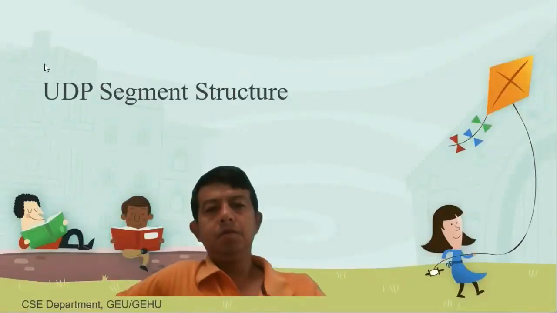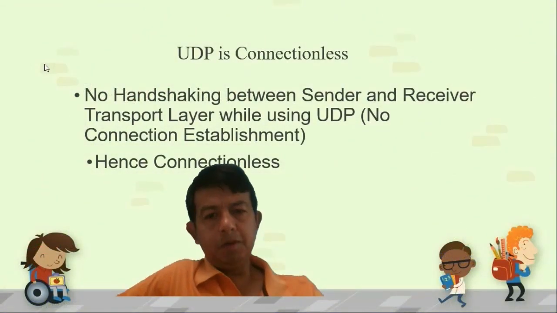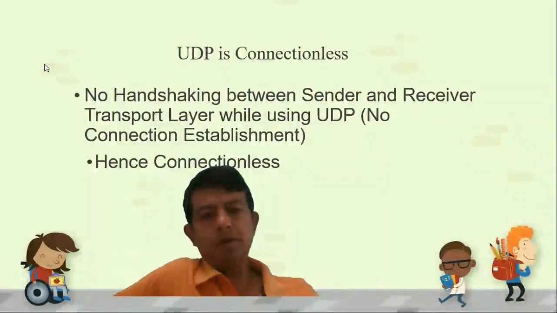Last class we discussed one of the functions of UDP, multiplexing and demultiplexing. Today we'll see the actual UDP segment structure. How does the UDP packet look like? Now, one of the characteristics of UDP is that UDP is connectionless.